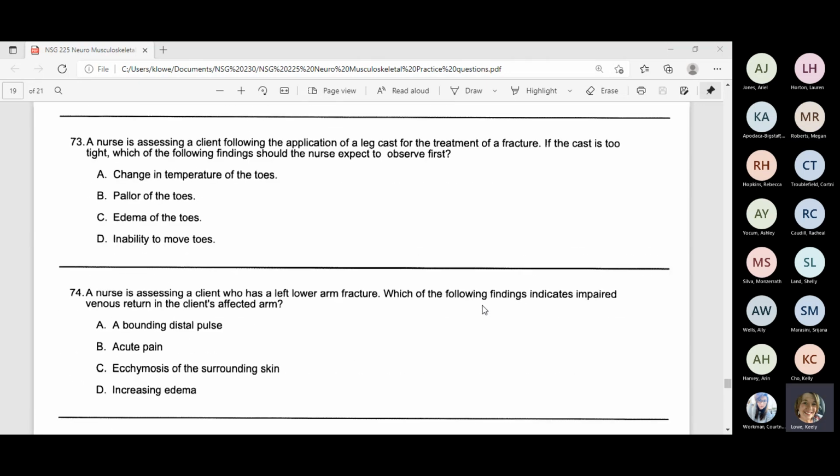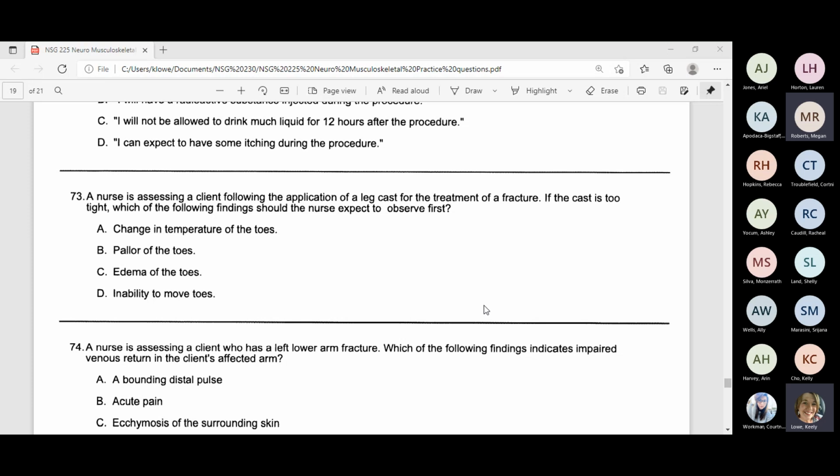Why wouldn't the temperature change first? I feel like my toes would get cold before they turn color. Well, it says that if the cast is too tight, it will increase pressure on the blood vessels, impairing circulation. Temperature of the toes will become cool, but it's not the initial finding.